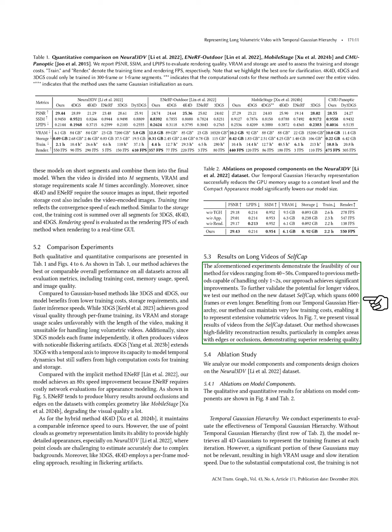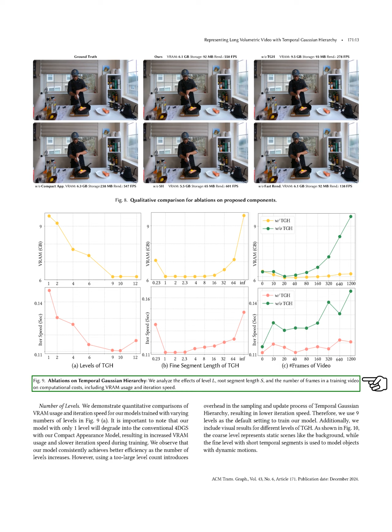In terms of real-time rendering, our ablation study showed that our algorithm is 5 times faster than the standard rasterization pipeline, benefiting from quick hardware rasterization. We also analyzed the hyperparameters of the temporal Gaussian hierarchy as the number of video frames increased. Our findings indicate that while increasing the number of levels improves efficiency, too many levels can slow down the process. Therefore, we set the default to 9 levels. Our visual results show that coarser levels capture static scenes, while finer levels model dynamic objects.